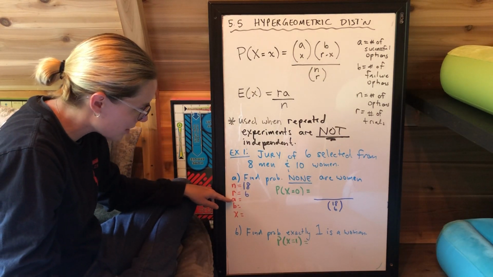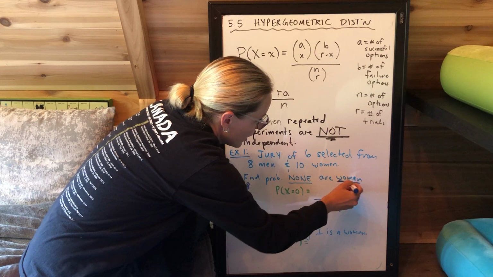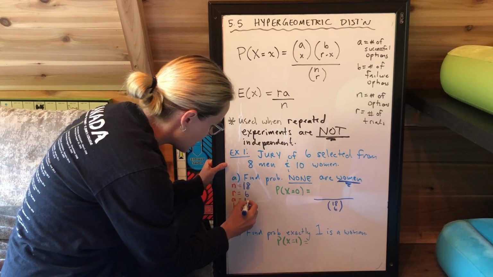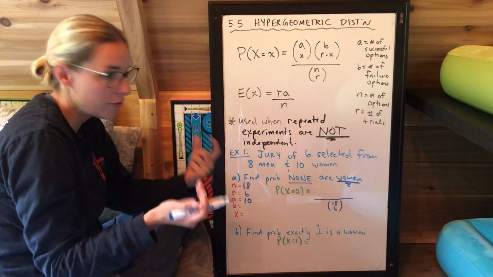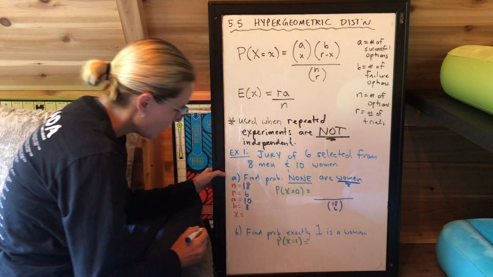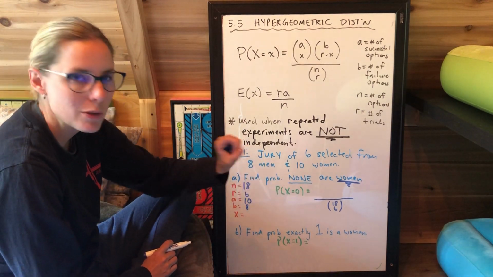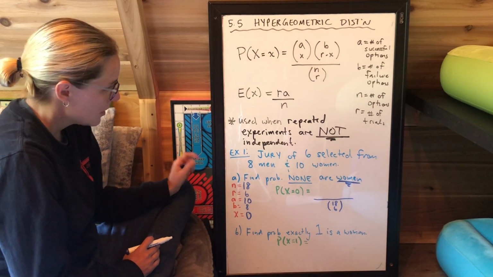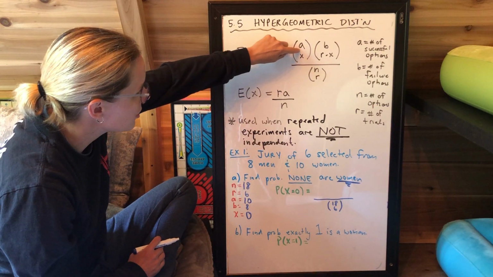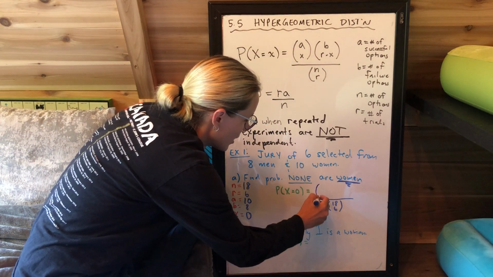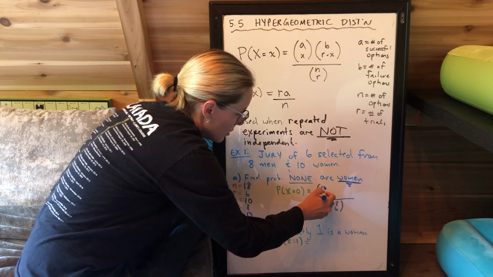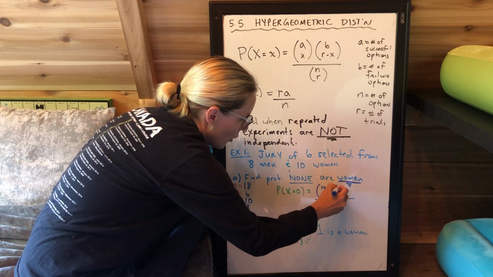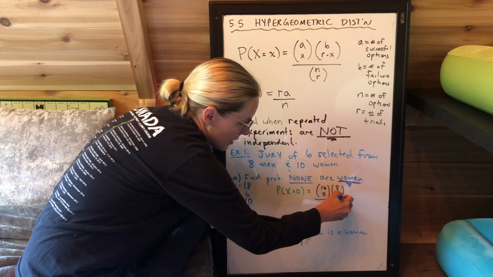Now the top is what you consider successful. Because we are considering selecting a woman as being successful, A is the number of women we have to choose from, so that's going to be 10. B is the number of things we consider a failure, which in this case would be men. And X is what we want. Because we want 0 women, we're considering our X value to be 0. So when you look at this formula, it says take what you consider successful, women in this case, of the 10 women, and choose however many you want. Of the 10 women, we are choosing 0. Of our failure, which is men, we then have to choose 6.